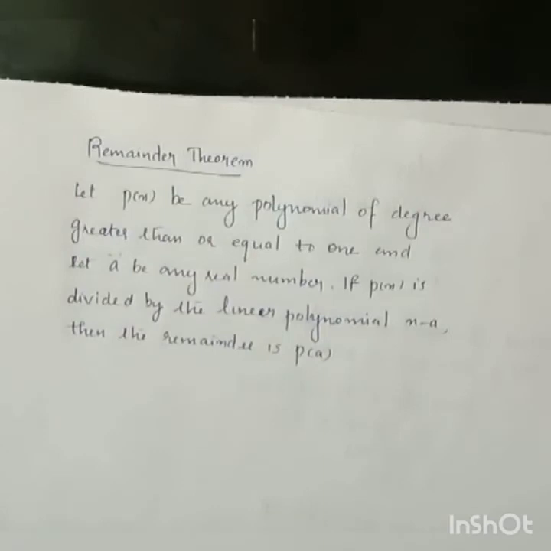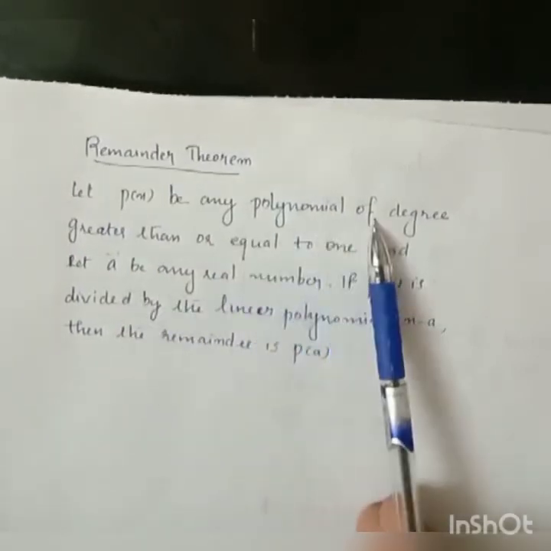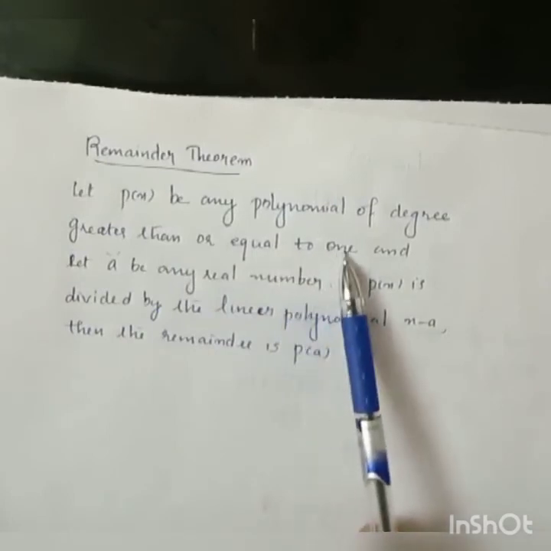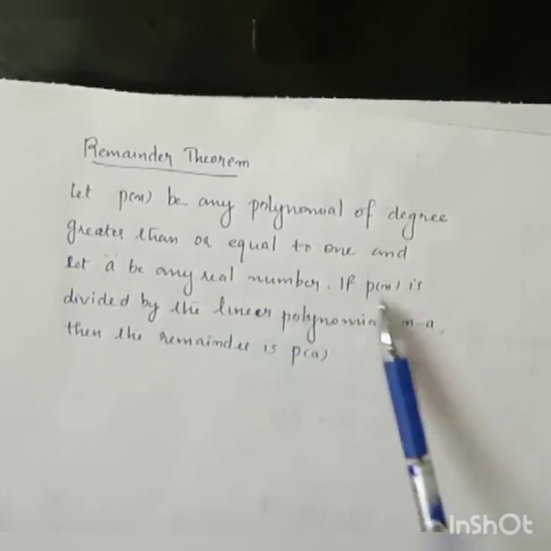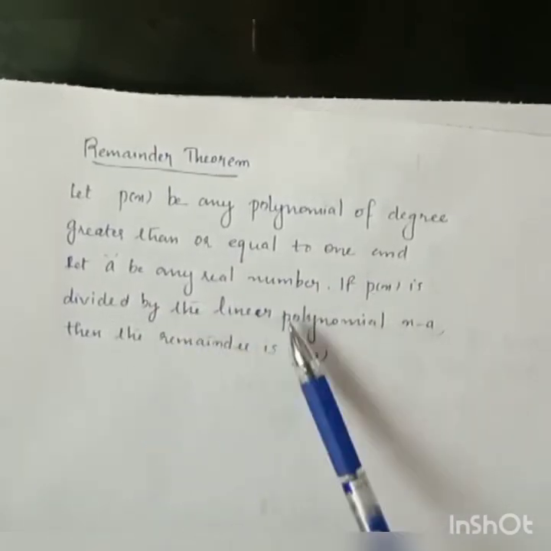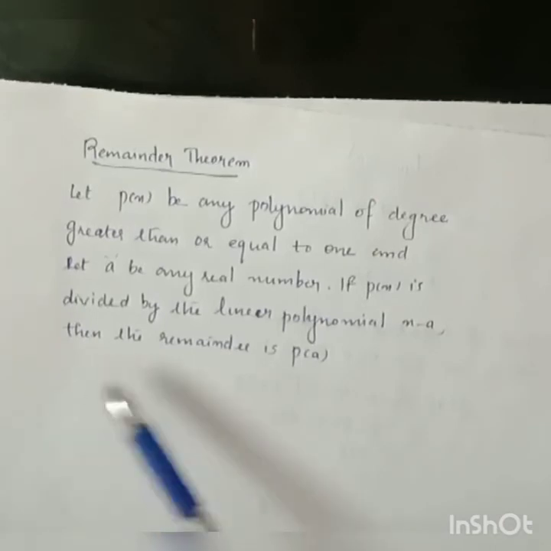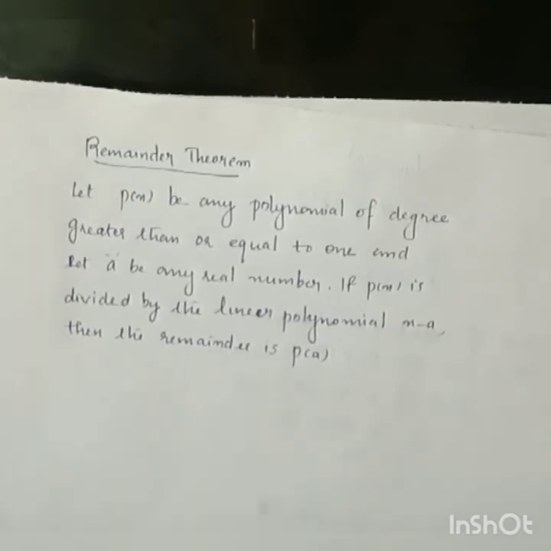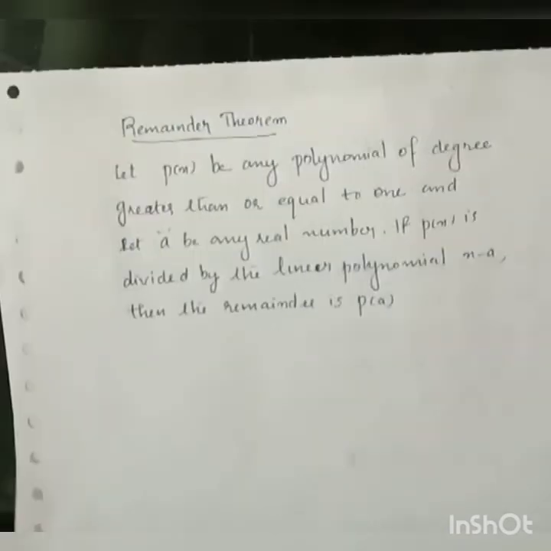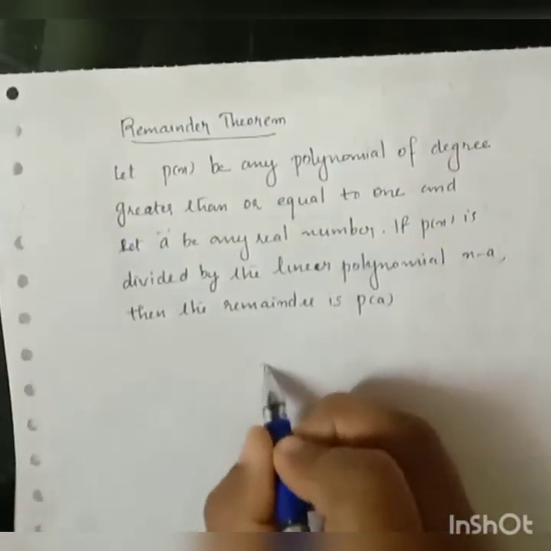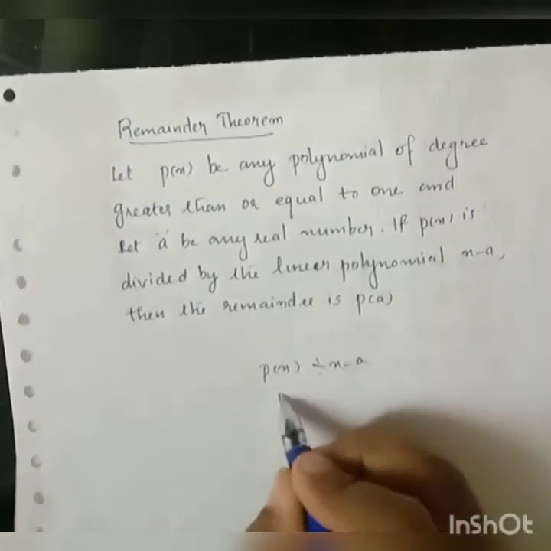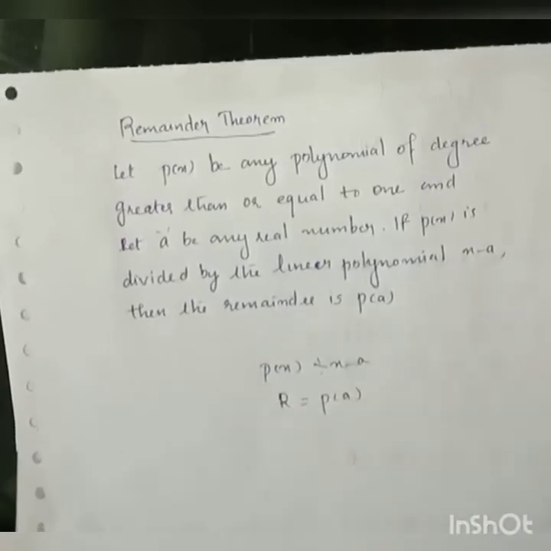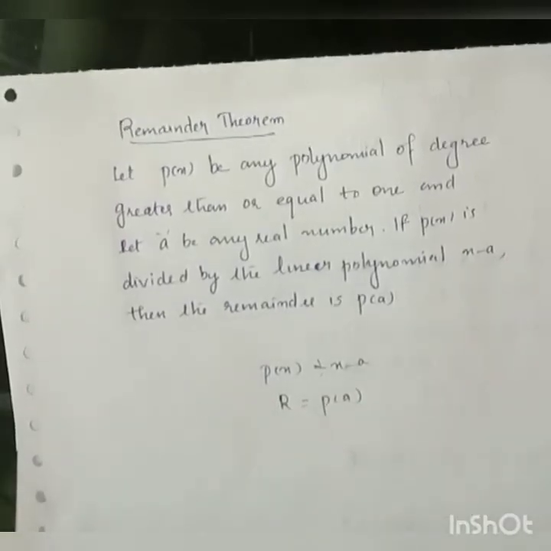So the remainder theorem is: let P of x be any polynomial of degree greater than or equal to 1, and let a be any real number. If P of x is divided by a linear polynomial x minus a, then the remainder is P of a. That is, the value of this polynomial at x equal to a is the remainder of the division.